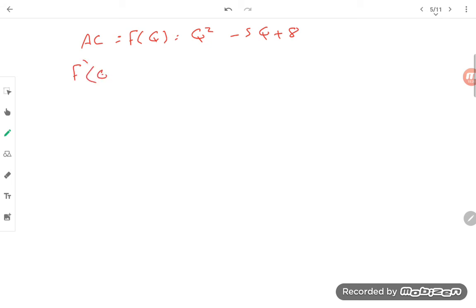So the first derivative with respect to q is going to be 2q minus 5. This is going to be equated to 0 in order to determine the quantity at which there is an extreme value. So 2q minus 5 equals 0, and q will be 2.5.